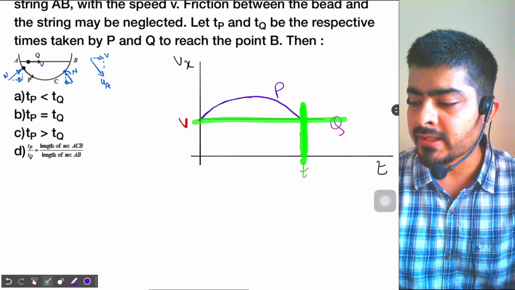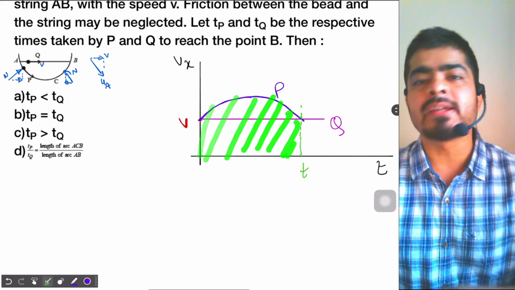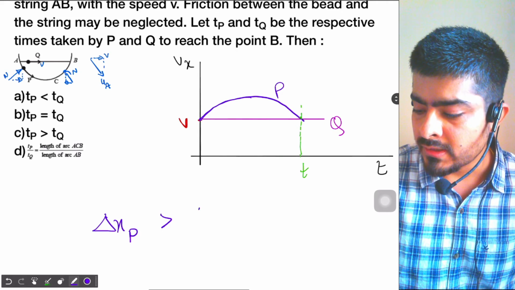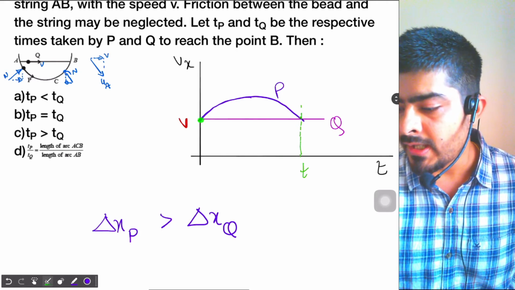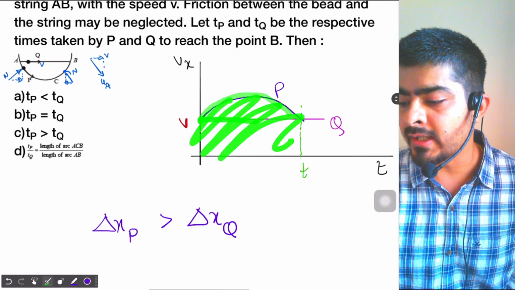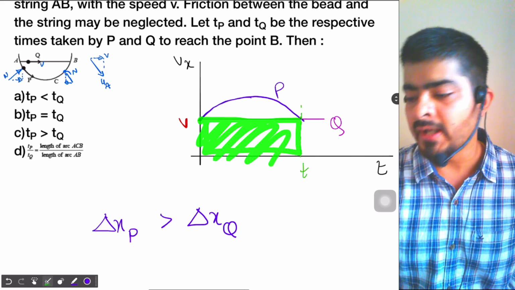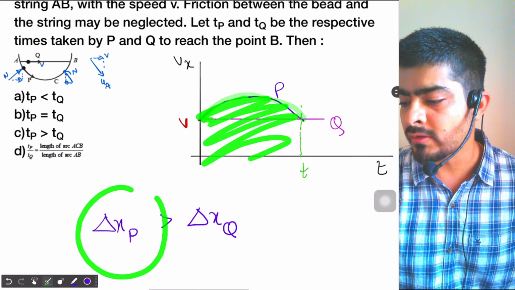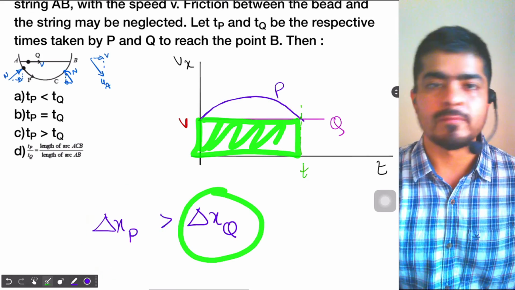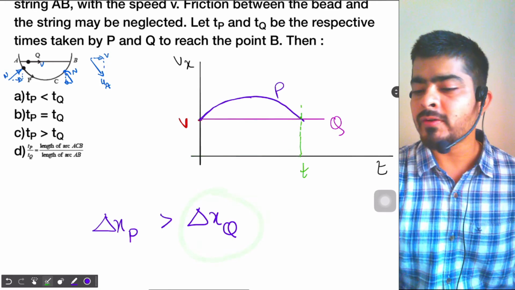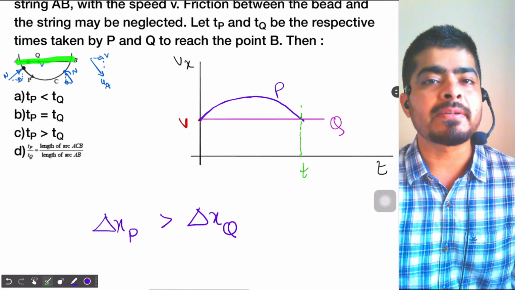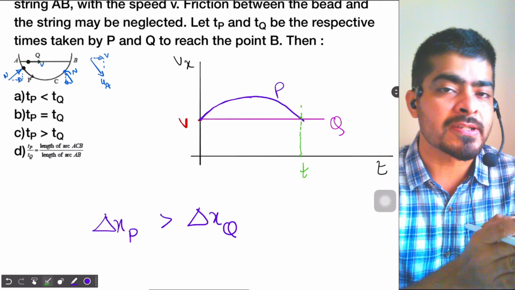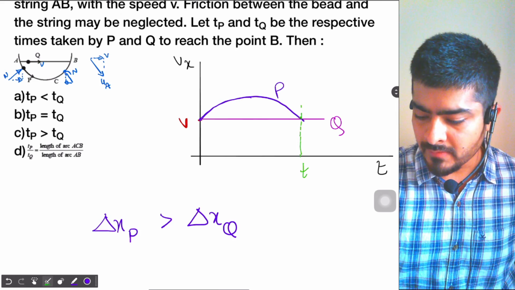So in time interval t, the graph of particle P is covering more area. That means the displacement of P will be more than the displacement of Q. The area of this graph is more than the area of the graph for Q, and the area under the v-t graph is displacement. So the displacement of P is more than the displacement of Q in the same time. Or we could say that for the same displacement, the time taken by P will be less than that of Q. In the same time P is covering more displacement, and for the same displacement P will take less time. That's why you get option A.